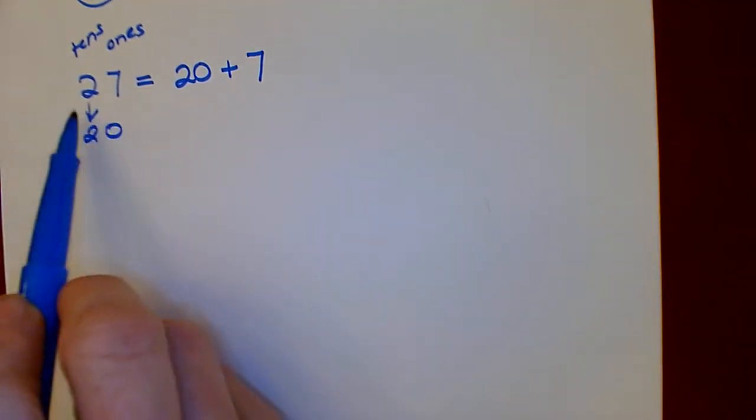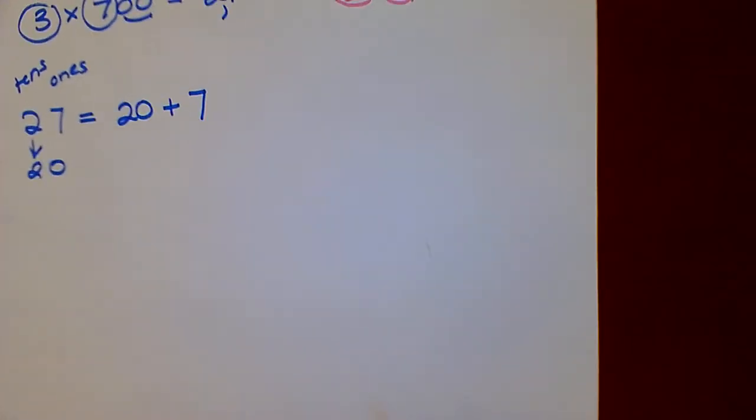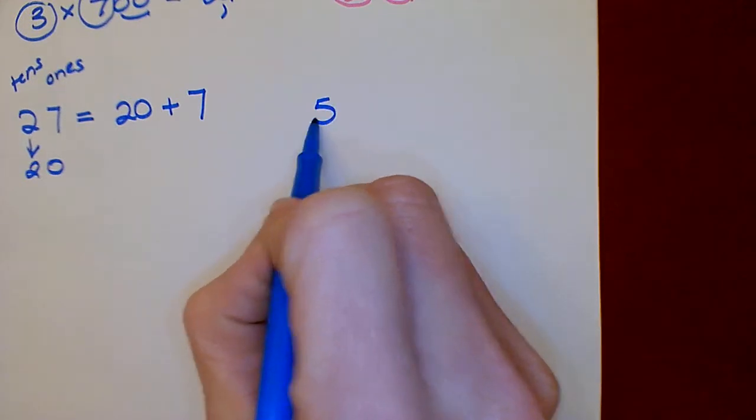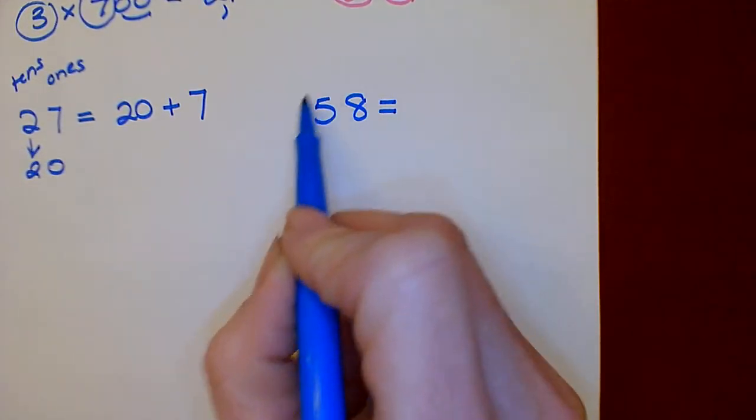Or you could do it this way, where you bring down the number and you show the 2. Let's do another one just like this. Let's stay with nice small numbers. So let's do 58. So again, first you're going to tell me what is the value of the tens.